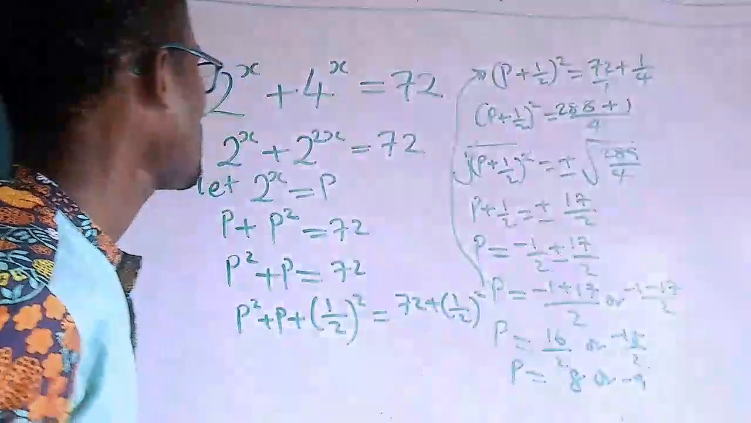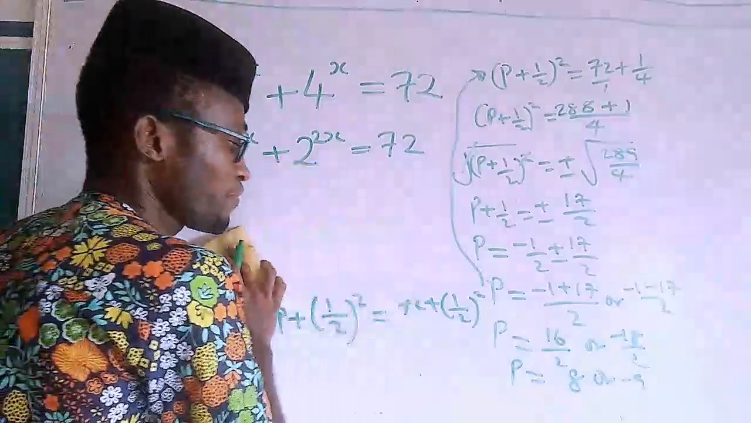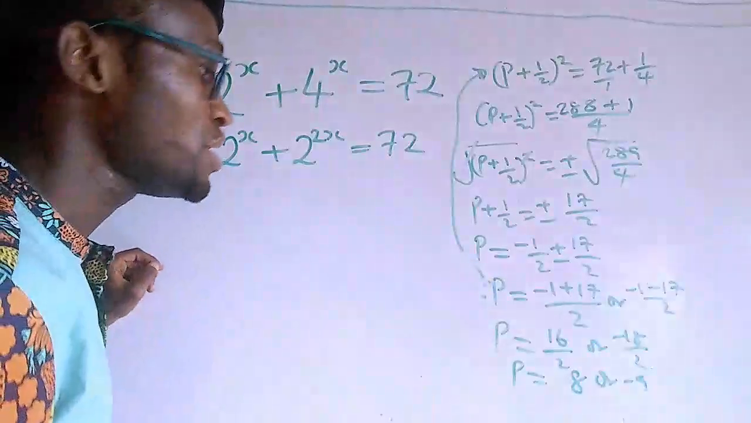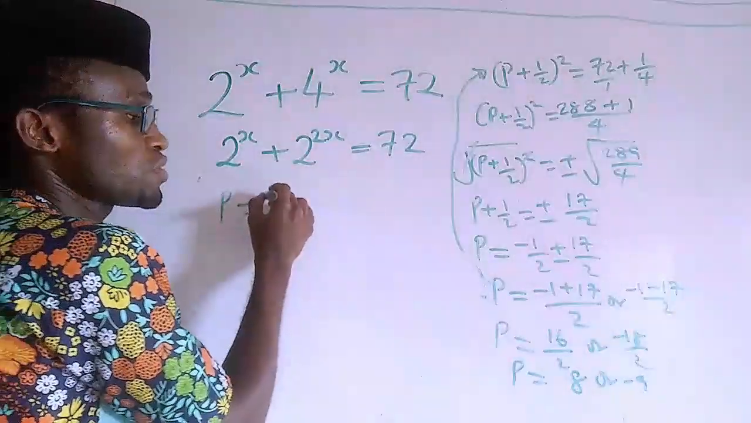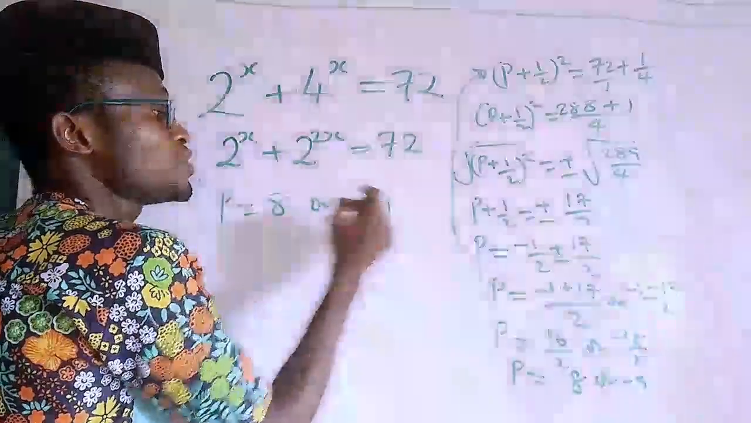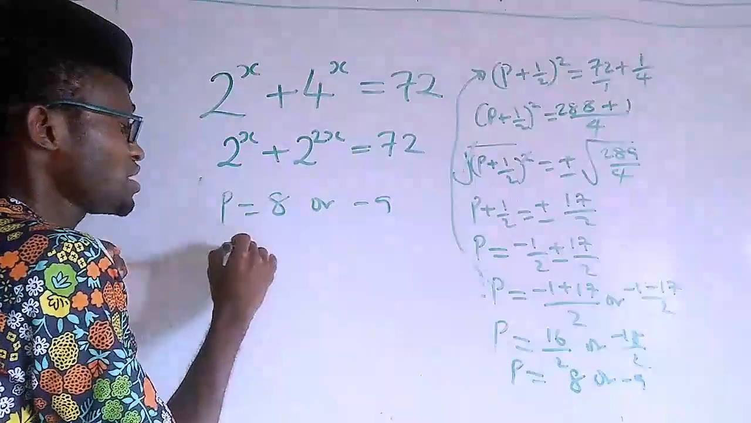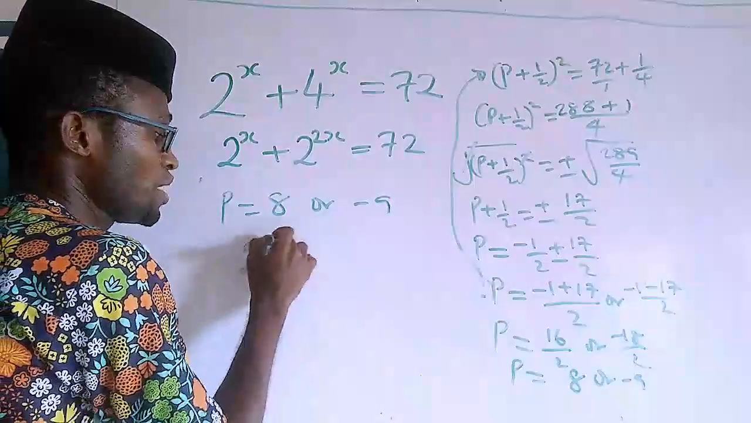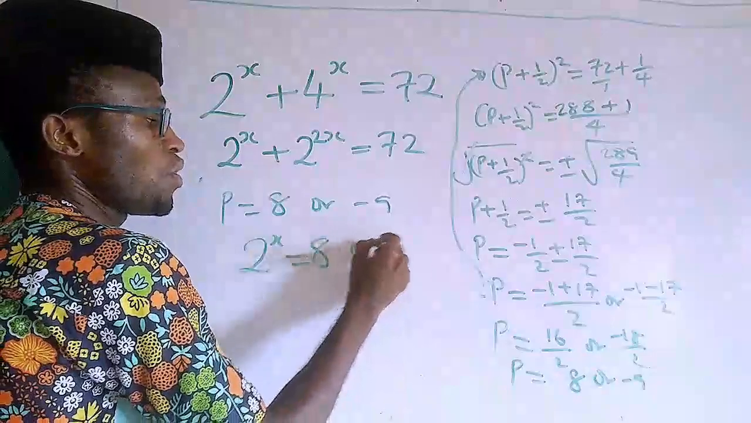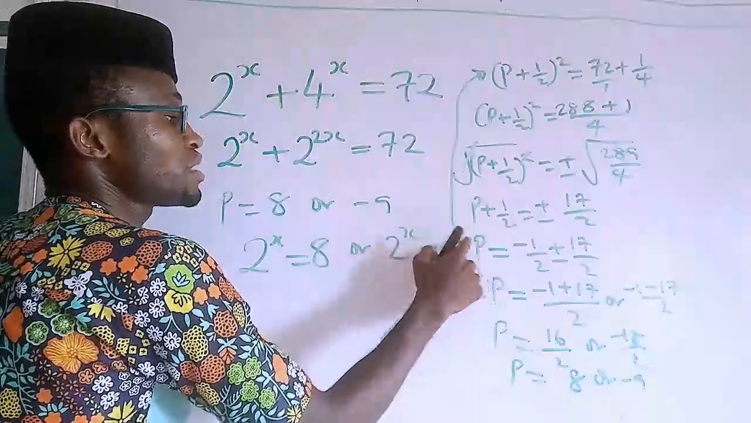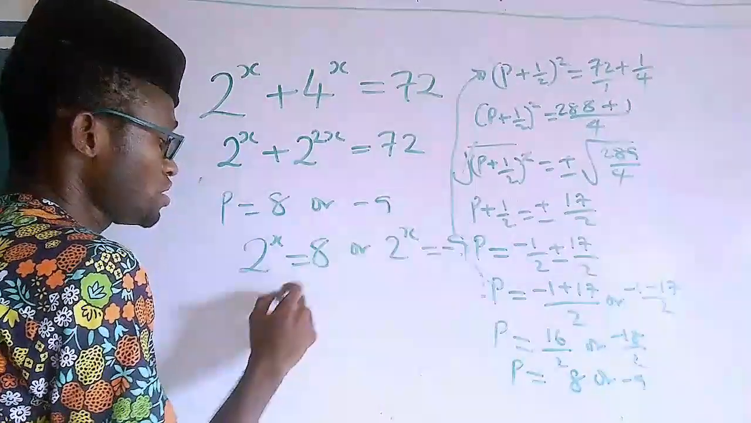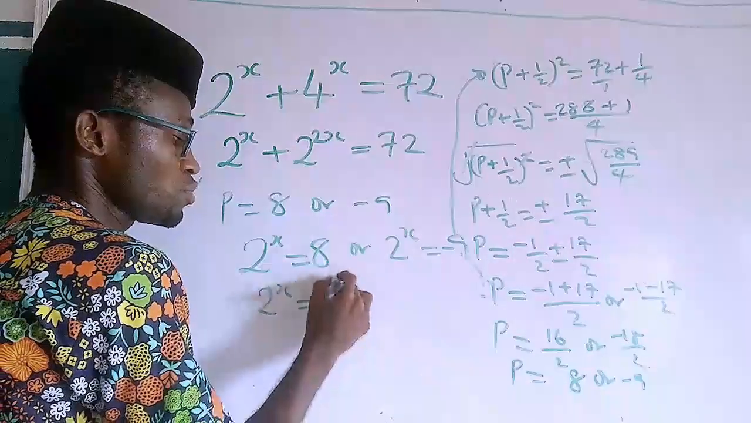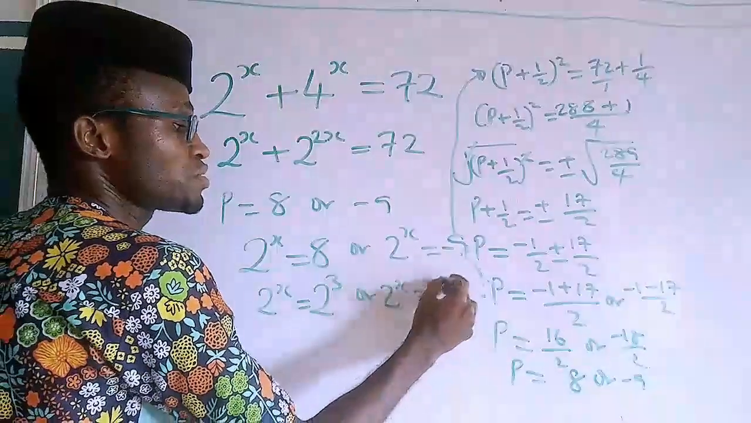Now if we look at this, let me clean this. What we are simply saying is that p equals 8 or p equals minus 9. But remember, p is actually 2 raised to the power x. So that's to say 2 raised to the power x equals 8, or 2 raised to the power x equals minus 9. This is the same thing as 2 raised to the power x equals 2 raised to the power 3, or 2 raised to the power x equals minus 9.